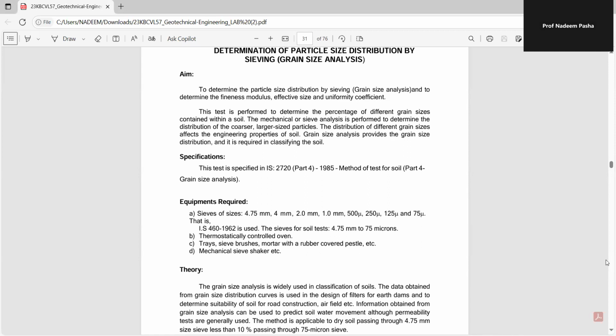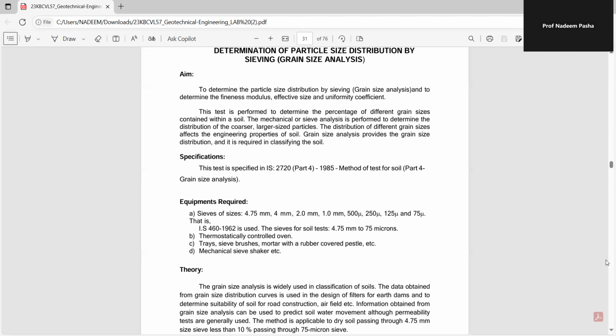This test is performed to determine the percentage of different grain sizes contained within a soil. The mechanical or sieve analysis is performed to determine the distribution of the coarser, larger size particles. The distribution of different grain sizes affects the engineering properties of soil. Grain size analysis provides the grain size distribution and is required in classifying the soil. This test is specified in IS 2720 Part 4, 1985, Method of test for soil, Part 4: Grain size analysis.